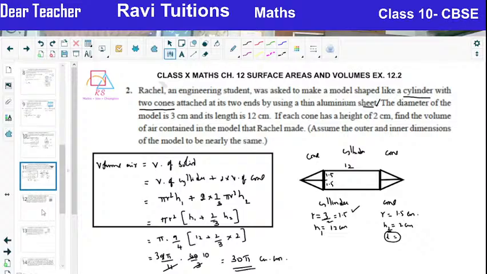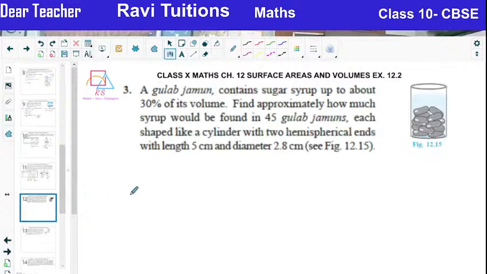Question number 3 of 12th. Again a gulab jamun problem has come. A cylinder. In this, sugar syrup contains 30% of its volume. Find approximately how much syrup would be found in 45 gulab jamuns. So it is shaped like a cylinder with two hemispheres. This is the gulab jamun shape.